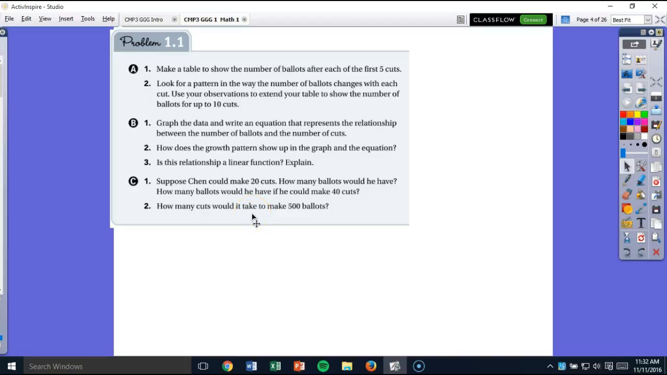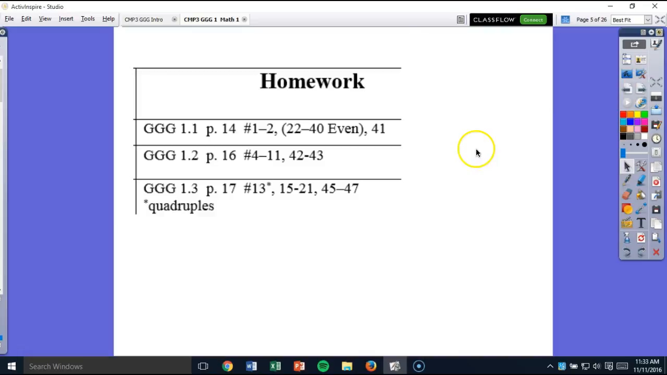So, after filling out the table, doing your graph, and coming up with an equation, we should be able to have an idea how to more easily answer the questions here in section C. So that's 1.1. That's the problem you'll need to work on with your team. If you want to get a head start on it, you can. And then the homework we'll be doing in class for 1.1 will be numbers 1 and 2, and then the even numbers from 22 to 40, as well as number 41. So we'll see you in class tomorrow, and let me know what questions you have regarding this information.